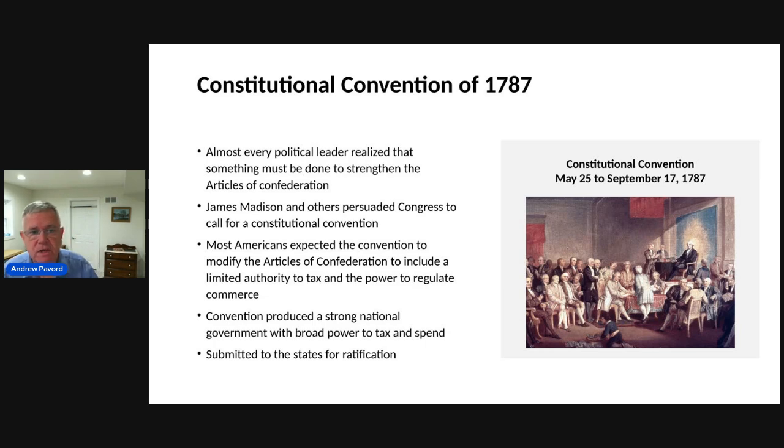But the Constitutional Convention produced something very, very different. It produced a strong national government with very broad powers to tax and spend. And that is what we're going to talk about in the next video. We're going to talk about how it was submitted to the states for ratification, and about how the Constitution established the power to tax, the power to spend, and limited that power to spend by the requirement for appropriations.